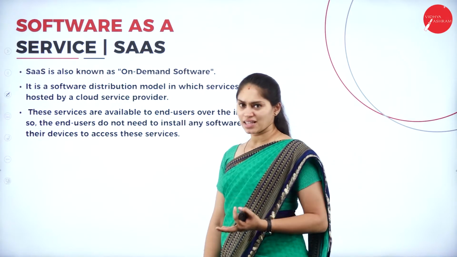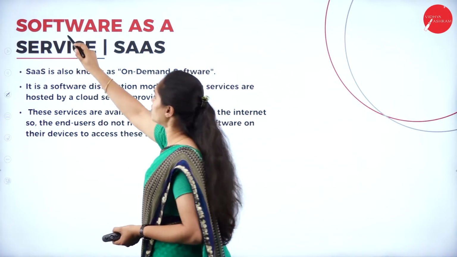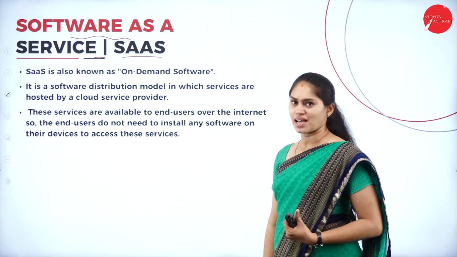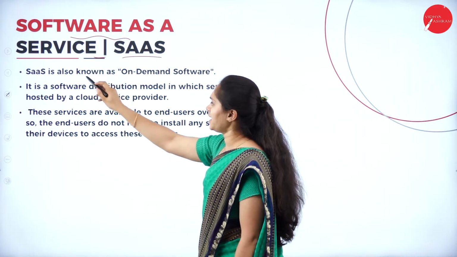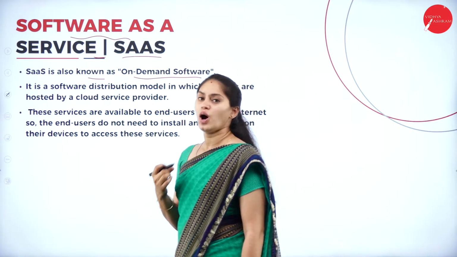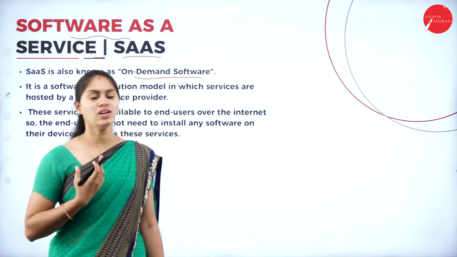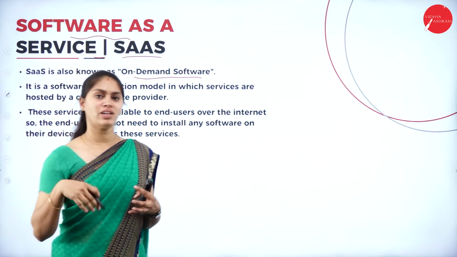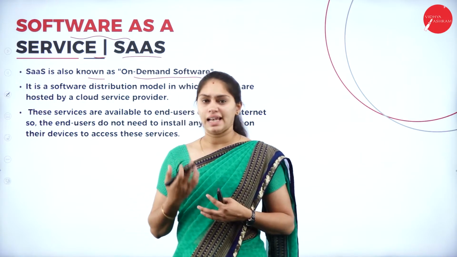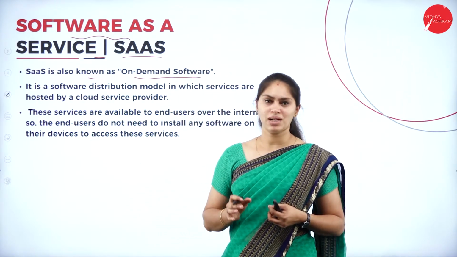We'll see the next model, that is software as a service. In short, it is termed as SaaS. This is mainly known as on-demand software. Infrastructure as a service is going to give you the infrastructure, like the network, the layer of infrastructure, so you can build whatever you want.